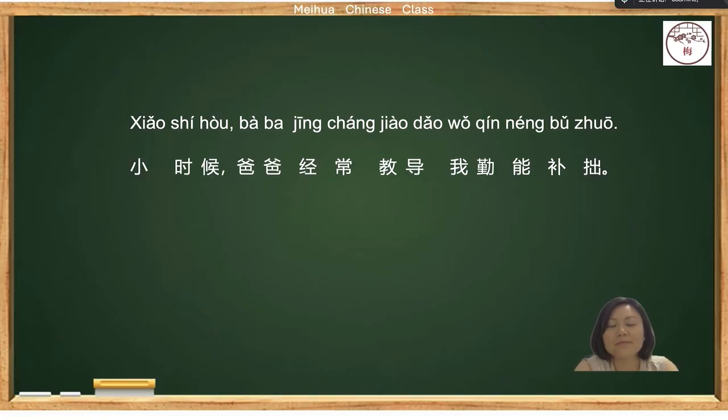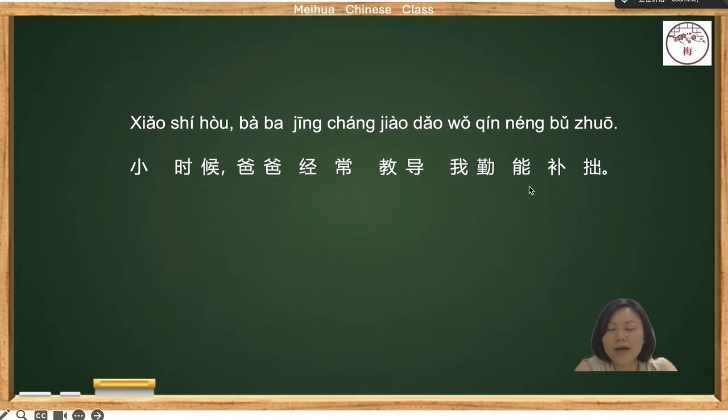爸爸, I guess we all know this word, right? 爸爸经常, often, frequently. 教导, this is the verb in this sentence. 教导 means teach. 我 means me. 教导我, teach me. 勤能补拙. I think we can all guess the part after me is the object for this sentence.